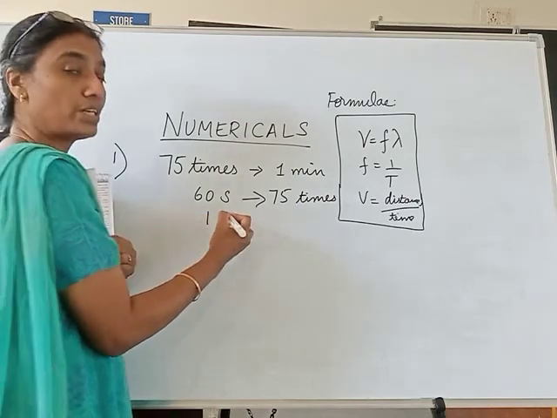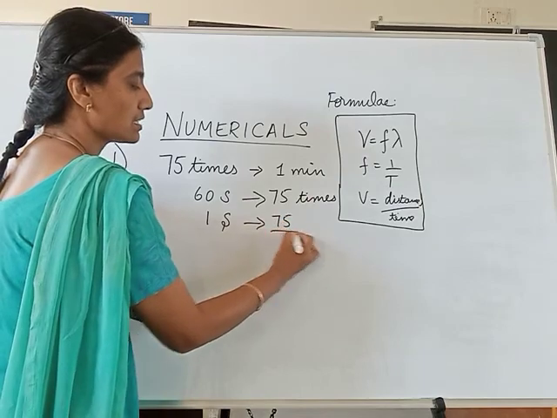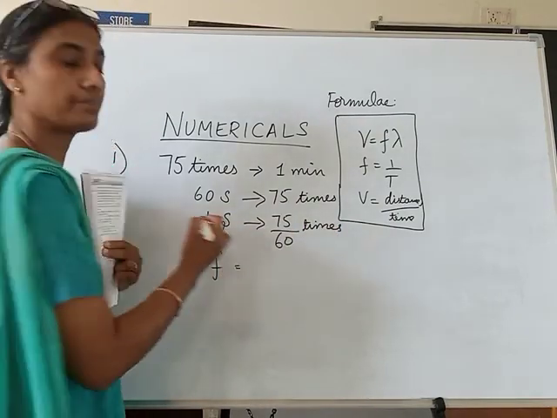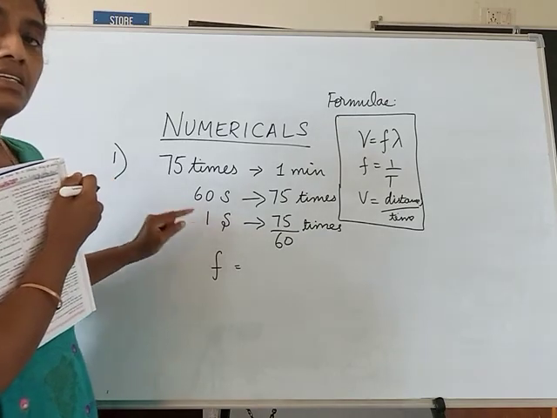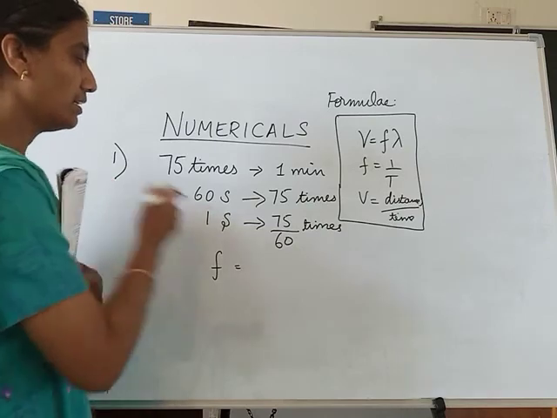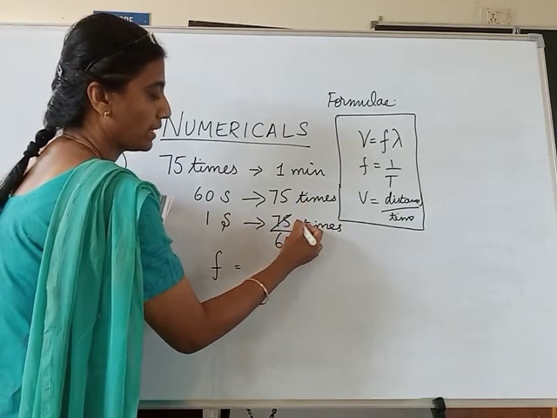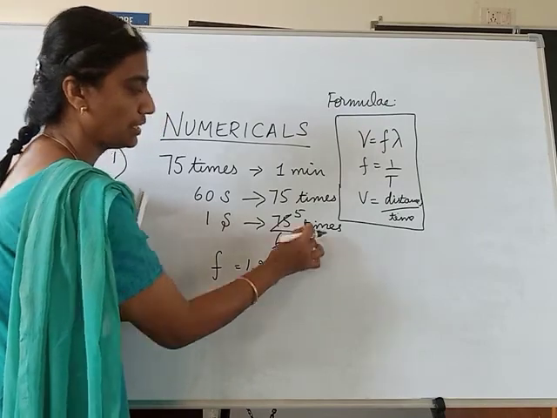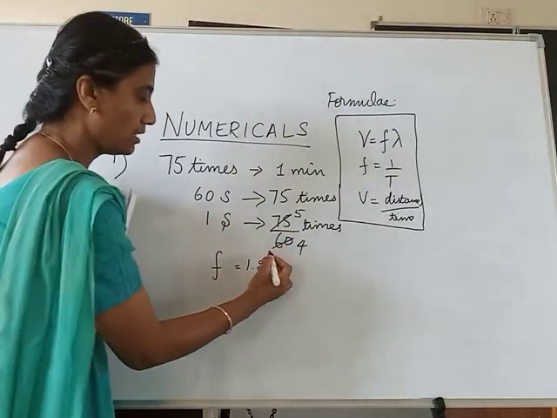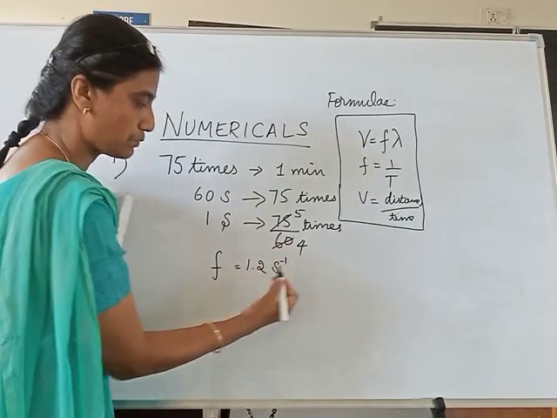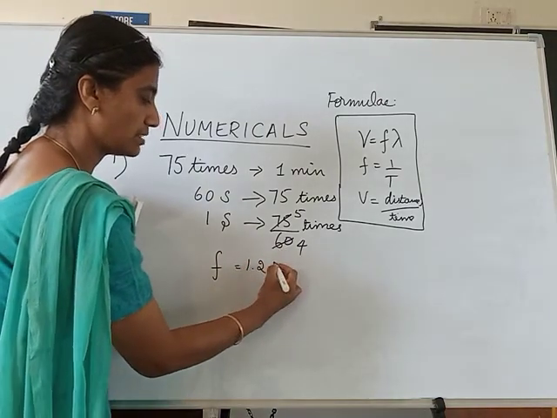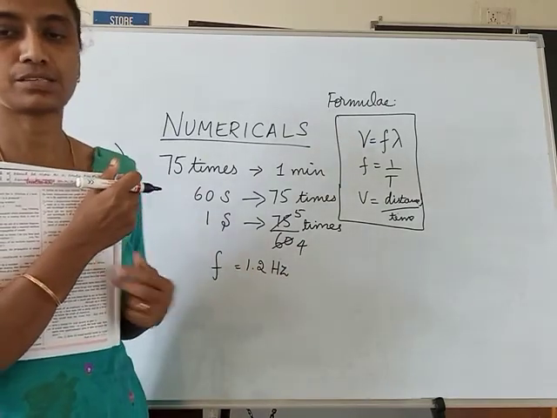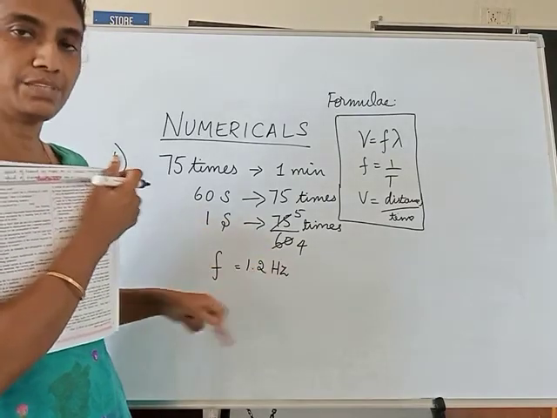But I need in 1 second how many vibrations will be produced. That will be 75 upon 60 times it will vibrate. And that is the frequency, because according to the definition, frequency is the number of vibrations produced in 1 second. So if I cut by 15, 5 by 4, which will be 1.2. Don't write times. Because you are writing frequency, either you will write second minus 1 or you write hertz. You get used to writing hertz. Unit of frequency is hertz. So F is 1.2 hertz. So you find number of vibrations in 1 second and that will be the frequency.